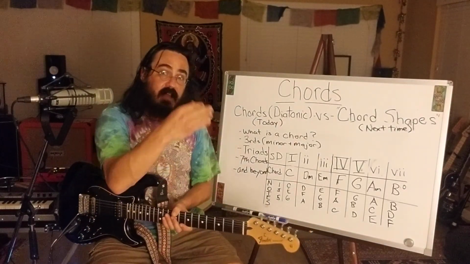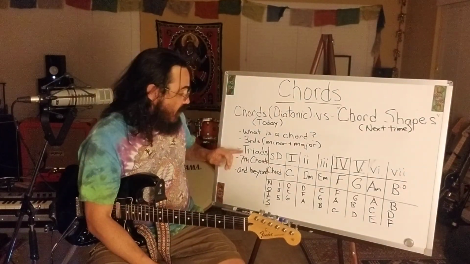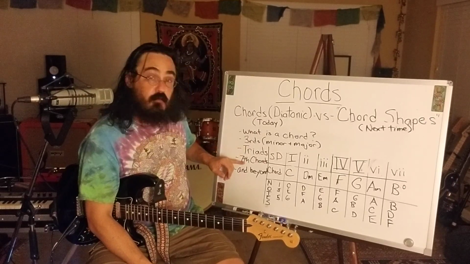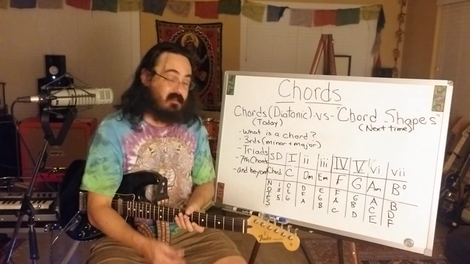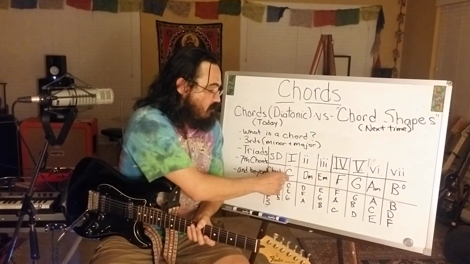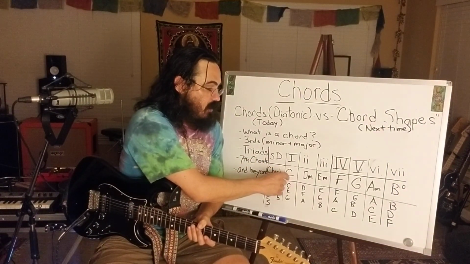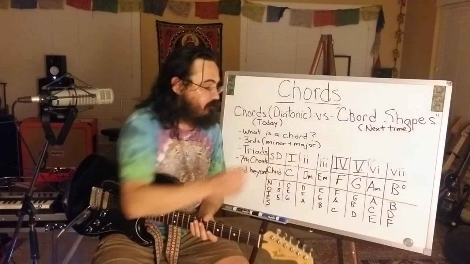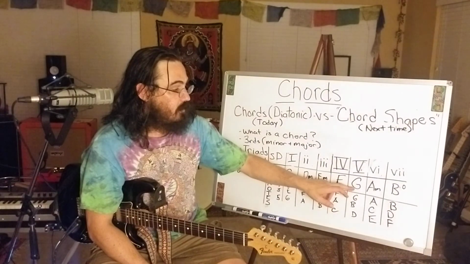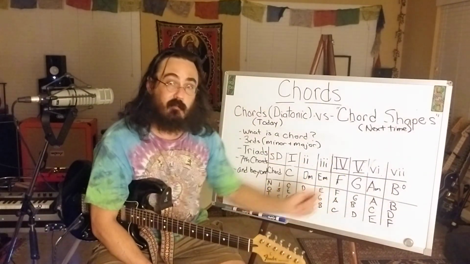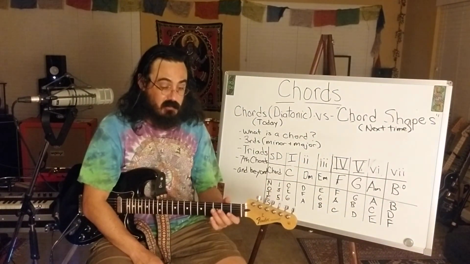But if we stack another third on top of that triad, we get what's called a seventh chord. Okay? So let's see how that works. C is my 1, my 3 is E, my 5 is G, then I go 1, 2, 3, B. Okay? So now I have 4 notes.